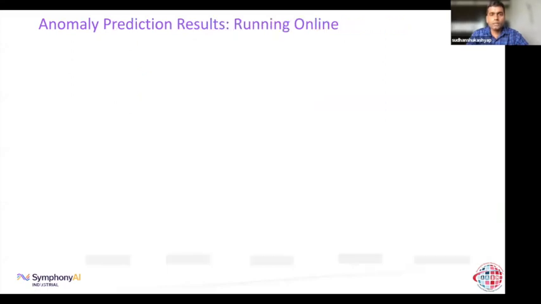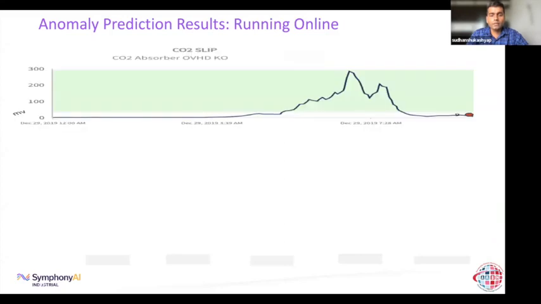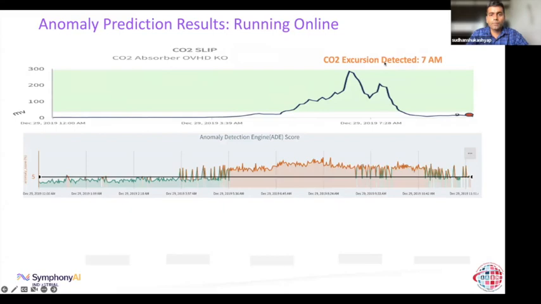So when it is running online, this is an example I'll be showing, and you can see there is an excursion here, a CO2 excursion. The values are going high, and it happened around 7 a.m. Now, these are the results from the AI model. We call it the anomaly score, and you can see a threshold here, the black curve. Once the score goes above the threshold, we call it that the system is getting anomalous.